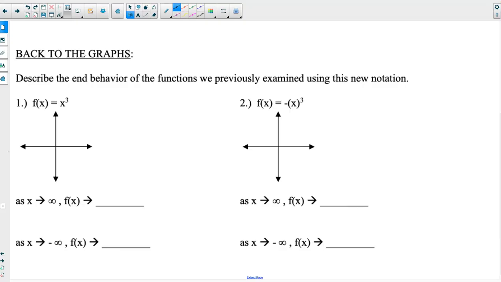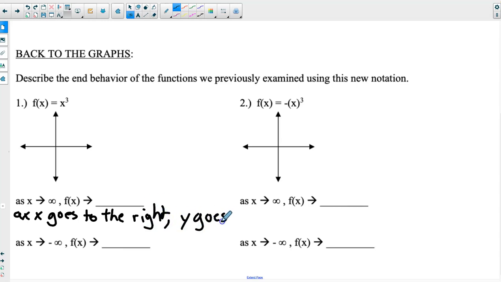But what does this mean? It means as x goes to the right, y goes, and then there's a blank. That's what it means. We're going to answer that in a minute. The bottom piece says basically the same thing, but instead of to the right, it's saying to the left. Otherwise, it is all saying the same thing.